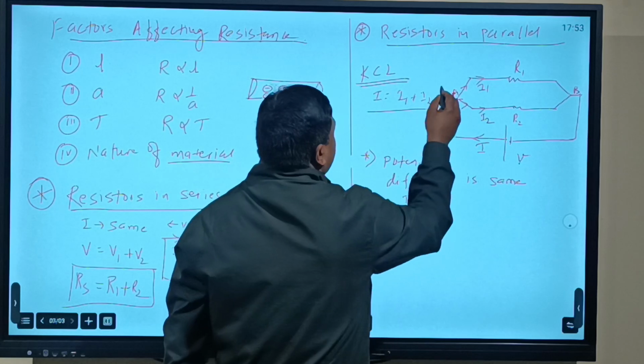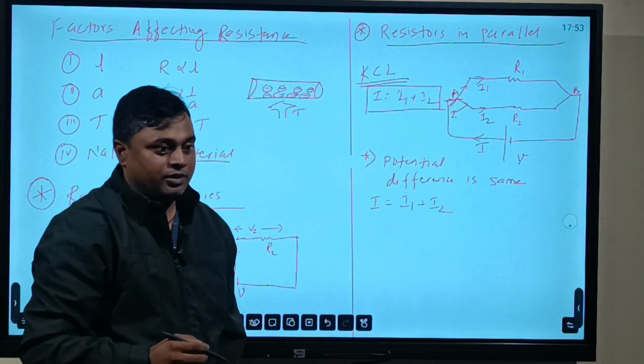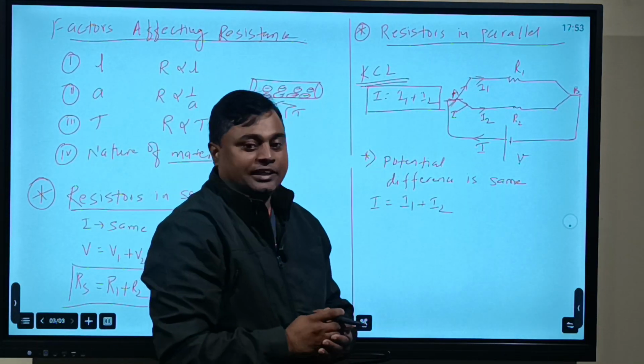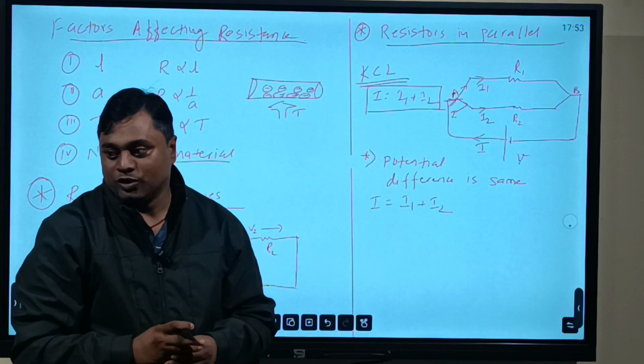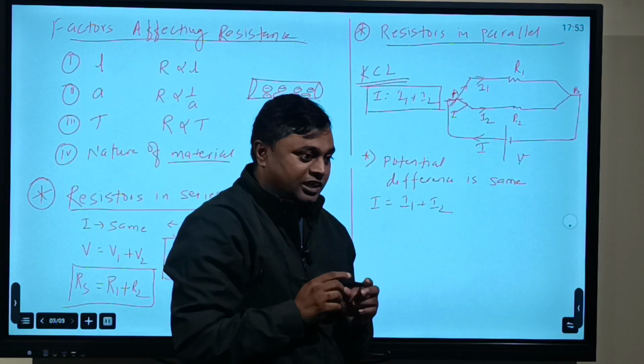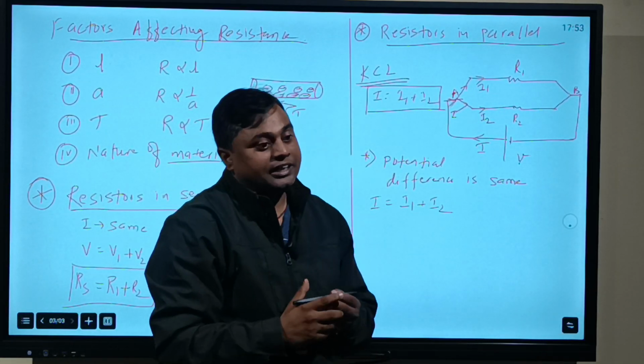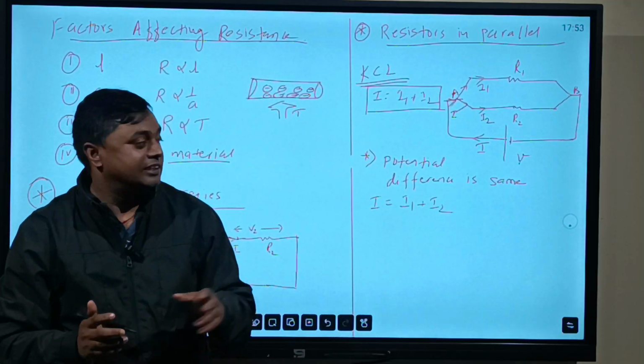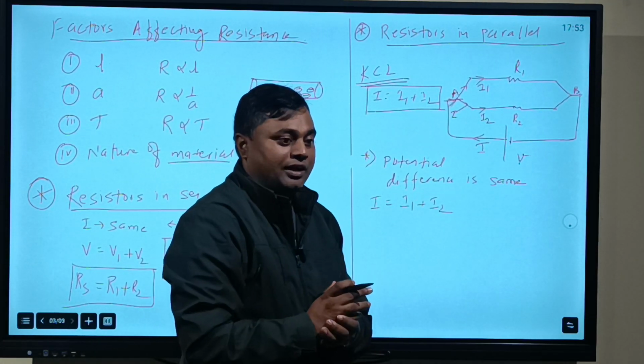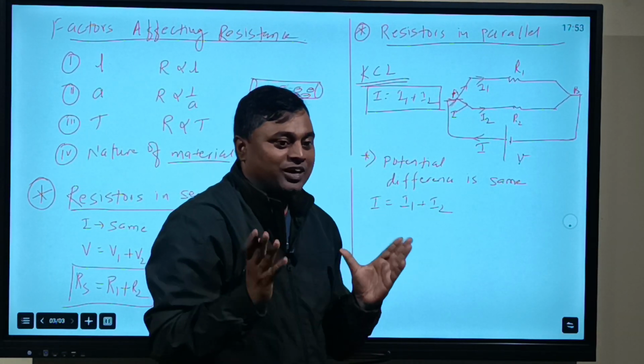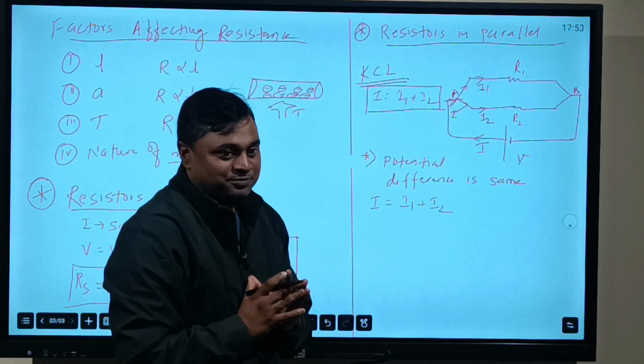You will learn this in second PUC and grade 12th. For ICSE students, you should know that at the junction, the sum of entering current is equal to the sum of leaving current. So I is the entering current and I1 and I2 are the leaving currents. From there also we can see I is equal to I1 plus I2. Is it clear?